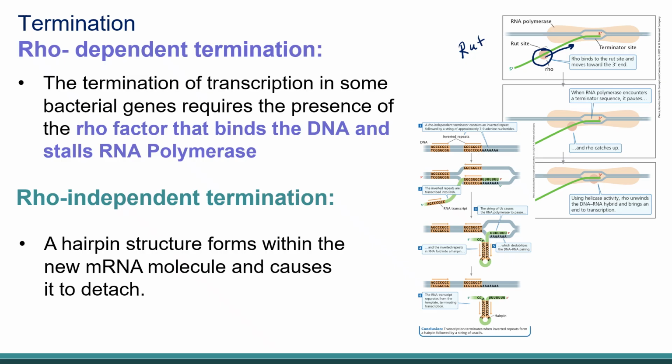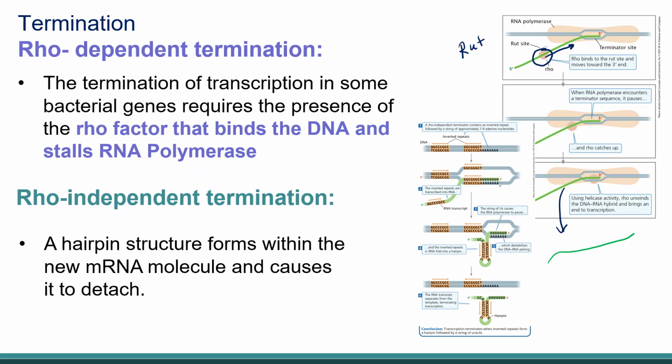As it continues on, it begins to unwind the DNA-RNA pairing from one another. And so once that rho factor gets up to the region where RNA polymerase is currently working, basically it catches up, it starts to detach the DNA and the RNA. And so it causes the messenger RNA to come off, and then the RNA polymerase releases as well.